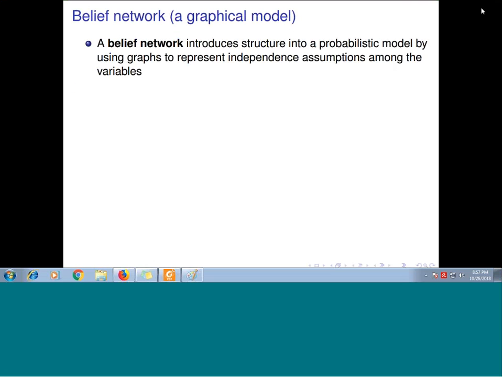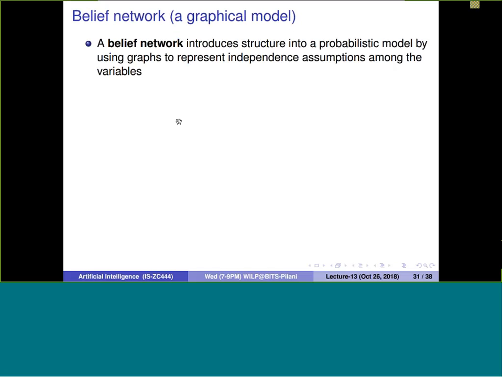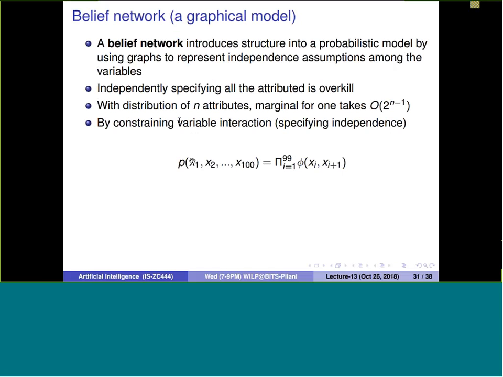Then we come to belief networks. I have less time this time, so I am just going to give you the overview, and in the next class we will also see belief networks. A belief network is a way to represent probabilistic things, because if you want to find the probability of x1, x2, up to x100, you need to specify 2 to the power 100 different values. That is going to be very difficult, because all those many values need to be specified. That is going to be overkill.